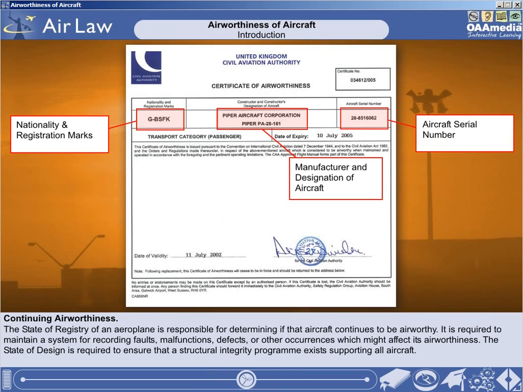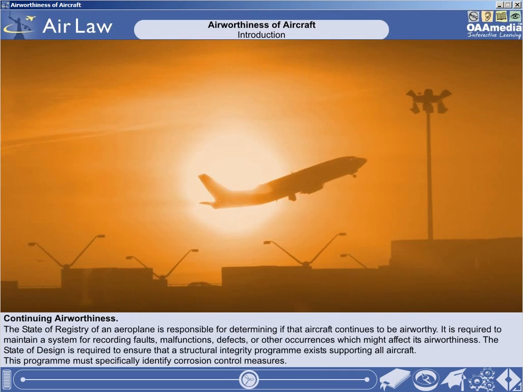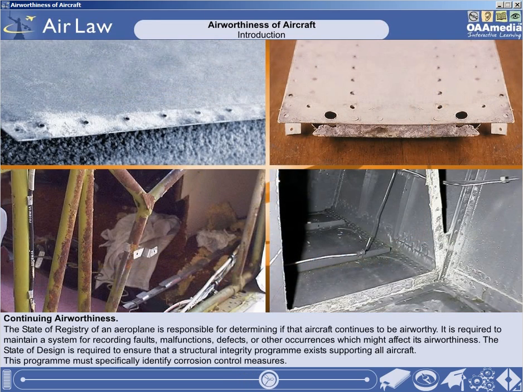The State of Registry of an aeroplane is responsible for determining if that aircraft continues to be airworthy, and is required to maintain a system for recording faults, malfunctions, defects, or other occurrences which might affect its airworthiness. The state of design is required to ensure that a structural integrity program exists, supporting all aircraft. This program must specifically identify corrosion control measures.